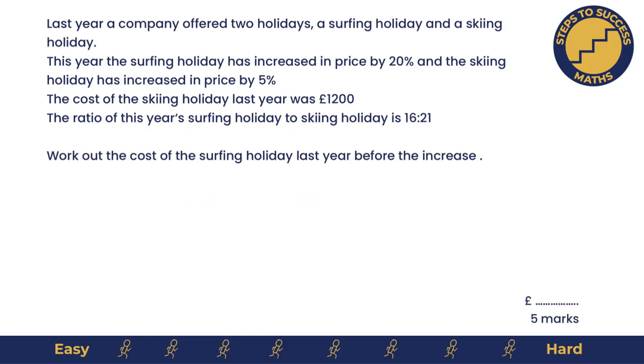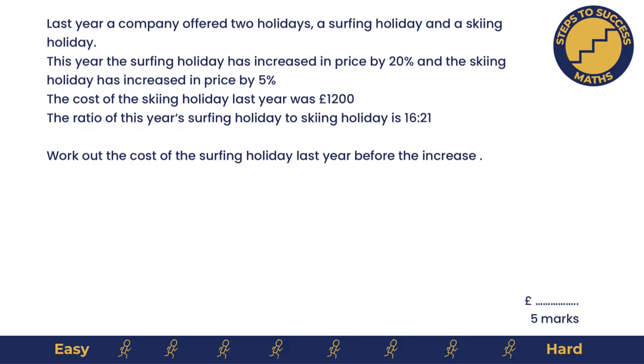Last year, a company offered 2 holidays, a surfing holiday and a skiing holiday. This year, the surfing holiday has increased in price by 20%, and the skiing holiday has increased in price by 5%. The cost of the skiing holiday last year was £1,200. The ratio of this year's surfing holiday to skiing holiday is 16 to 21. Work out the cost of the surfing holiday last year before the increase.